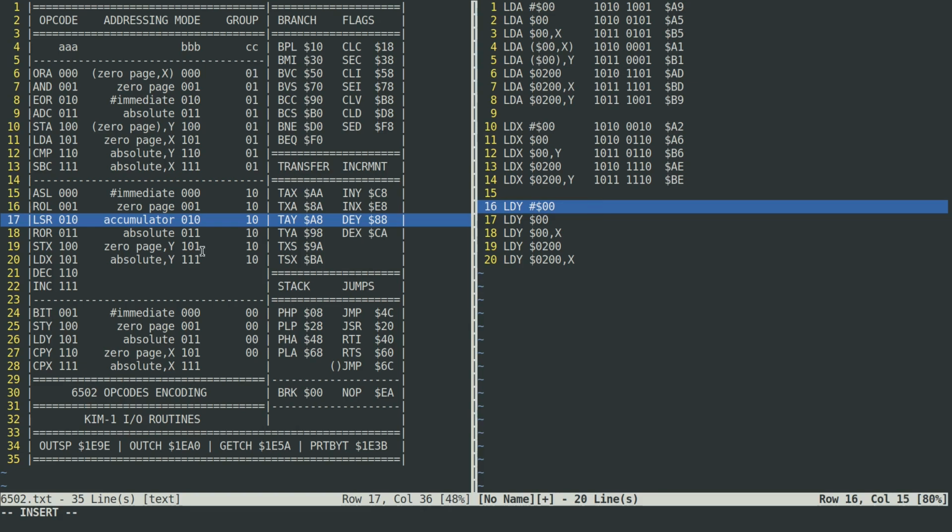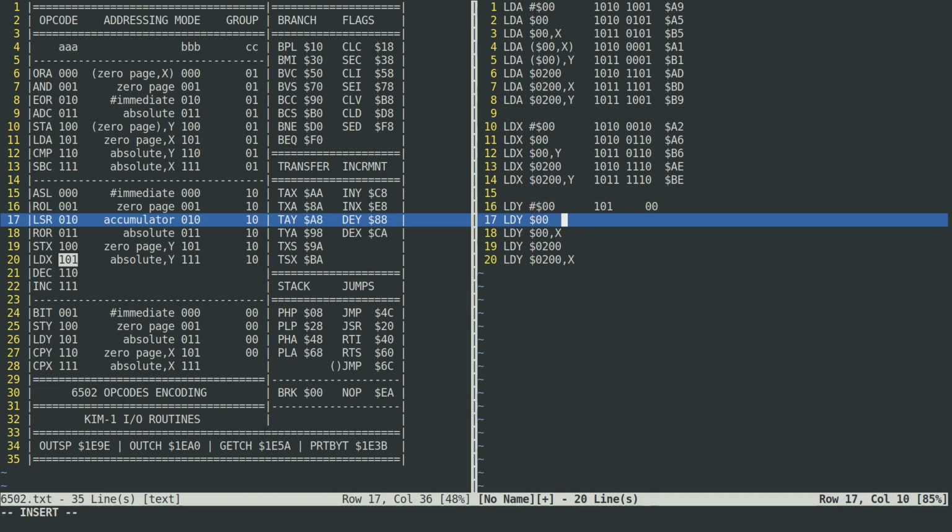So these were the LDX, yeah? Now the LDY. LDY is 101. Oh, interestingly, both are 101. But the difference is the group code. So they are both 101, but the group code is different. So 101, 1, 2, 3, 0, 0, and all would be the same.